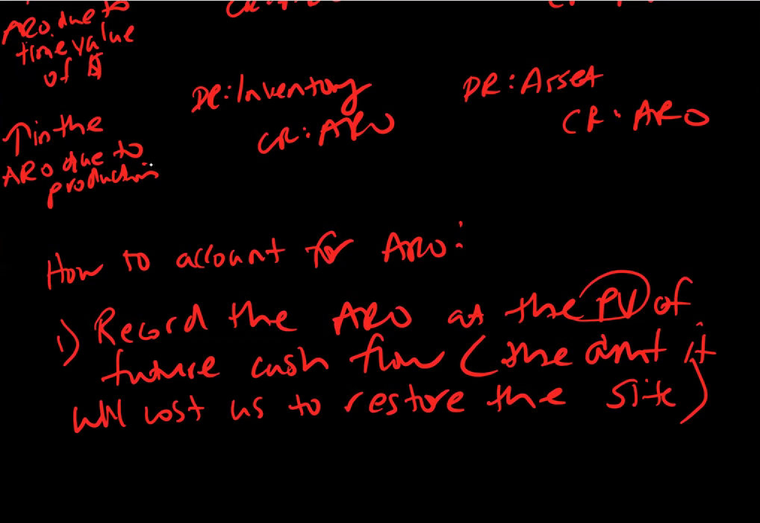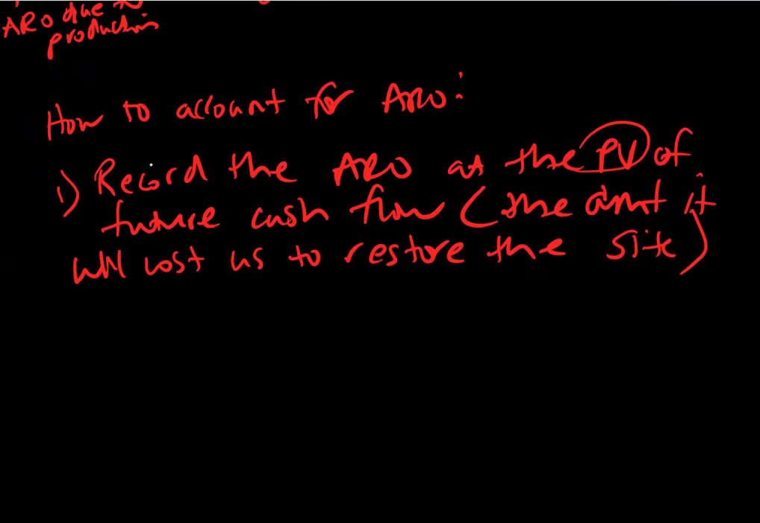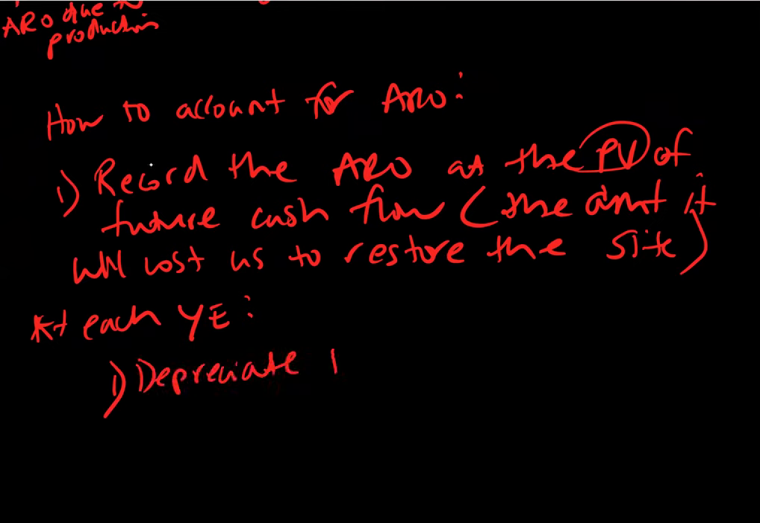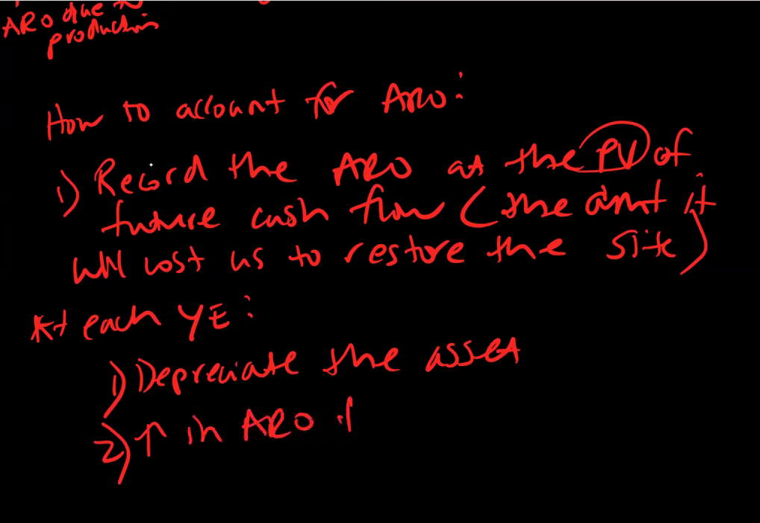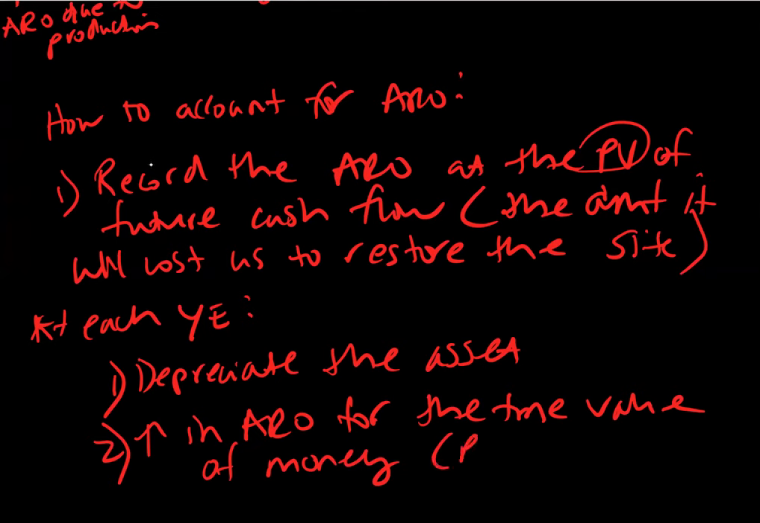Because remember the time value of money, the present value of $10 million in 20 years is not $10 million, it's something less. And then the next thing we're gonna need to do is at each year end, we are going to need to depreciate the asset, which is simple straight line. And we're going to need to increase the ARO for the time value of money. And this is usually the present value times the discount rate, or the carrying value, I should say, because you'll need to adjust that each year.